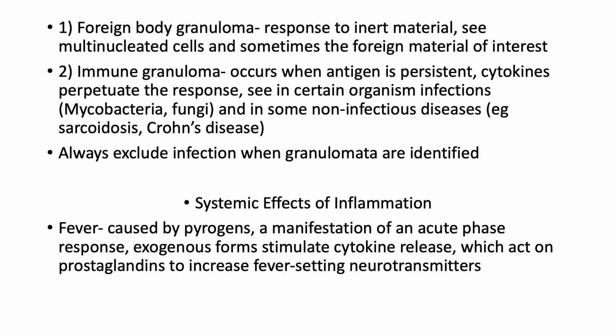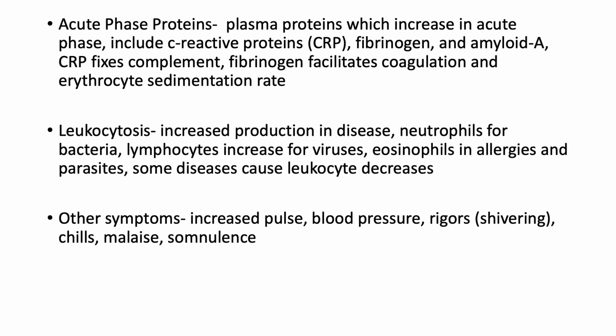Systemic effects of inflammation, you get fever. These are caused by pyrogens. These are effects or manifestations of an acute phase response. Exogenous forms stimulate cytokine release, and they act on prostaglandins to increase fever-setting neurotransmitters.